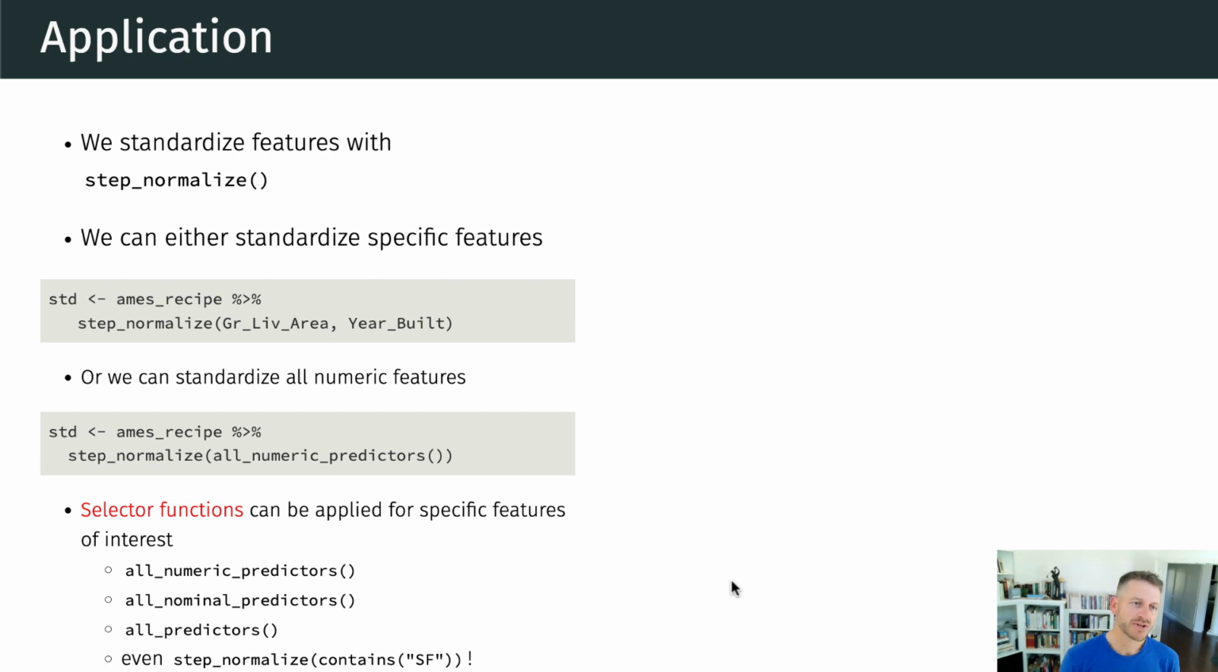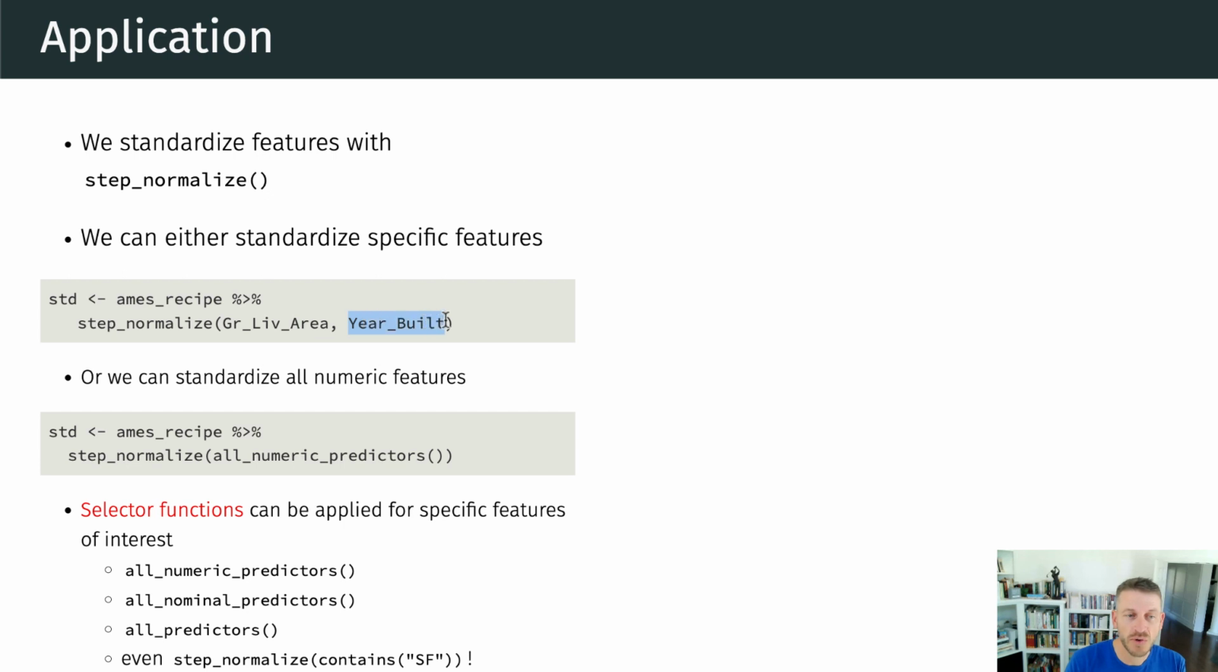So how do we actually apply this? Well, we can apply a step normalize. This is a function that is provided by the recipes package. What we do is take the recipe that we built earlier on, and we add on to that with this step, the step in our recipe that's going to normalize certain features of interest. So here we could say, I want to normalize the Gr_Liv_Area, that's the total square footage area of a home, and Year_Built.